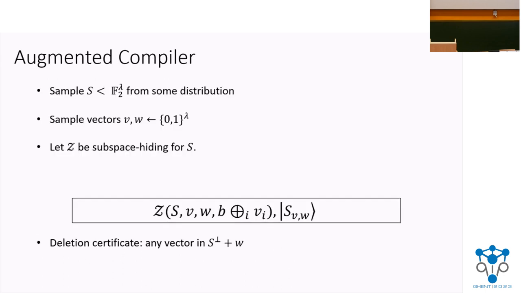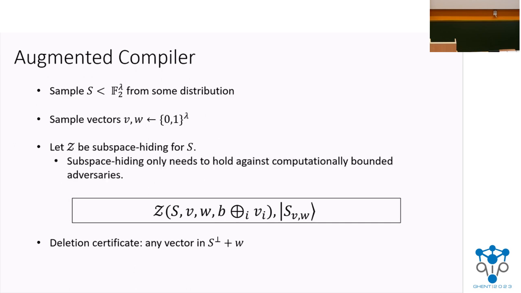So the centerpiece of our result is this compiler for certified deletion that takes a cryptographic primitive and adds the deletion guarantee to it. And what's so remarkable about it is it takes a primitive with computational security and upgrades that guarantee to statistical security after deletion.